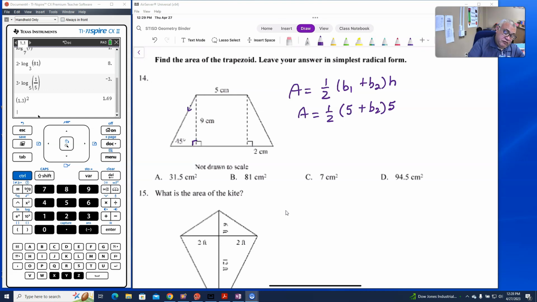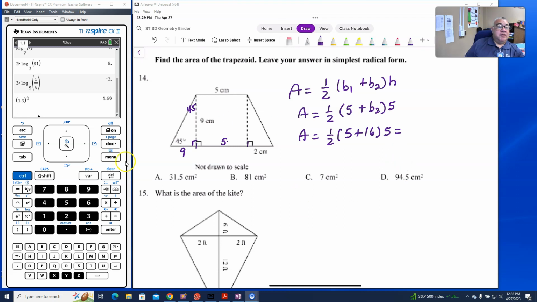So therefore, this is 45 degrees. So this has to be 9, because that is an isosceles right triangle. And we know that from this distance to this distance is 5. So 9 plus 5 is 14, plus 2 is 16. So to find the area, it's going to be 1/2 times 5 plus 16 times 5.